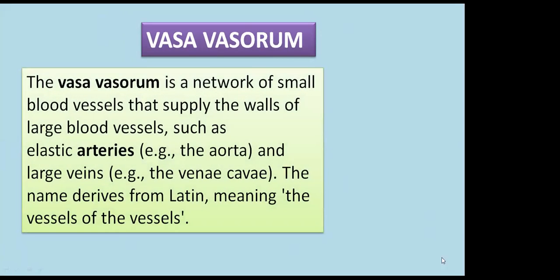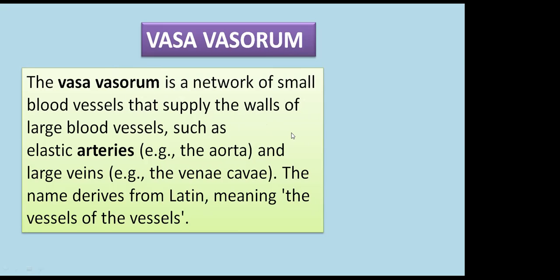Vasa vasorum. What is vasa vasorum? The blood vessels which transport blood to each and every cell require continuous supply of energy for the contraction and relaxation of the circular muscle layer. Tunica media is formed by circular muscle layers which undergo contractions and relaxations. Those contractions and relaxations require more supply of energy for proper functioning of blood vessels. They are further supplied with more blood vessels called vasa vasorum.